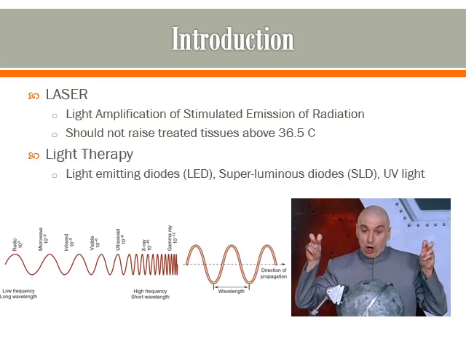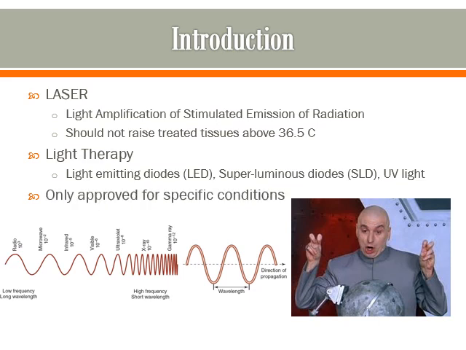Now, light therapy includes a couple different forms. So you have light emitting diodes, superluminous diodes, UV light. These types of light have different characteristics as far as the light that gets generated. And both lasers and light therapy are light, okay? It's just the differences as far as the divergence of the beam and what that means as far as the treatment. But again, much like what you get with a laser, the light that you get from the light therapy modalities, they believe, has a similar effect on the specific tissues.